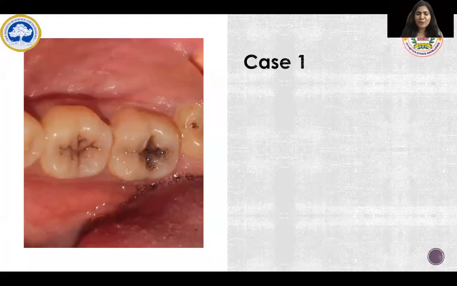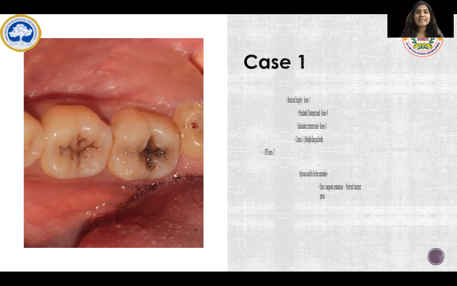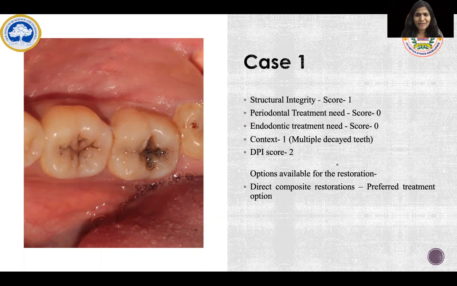So coming to a few clinical scenarios where we can understand what kind of treatment should have been taken. So this is case 1. In this, you can see that the structural integrity is well and fine, so score 1 can be given. Now, periodontal treatment: the patient does not even present with gingivitis, so score 0. There is no requirement for an endodontic treatment. Due to the presence of multiple decayed teeth, a score of 1 is given in the context phenomenon, because there are multiple decayed teeth and all need to be restored. So a total DPI score of 2 is obtained in this case.